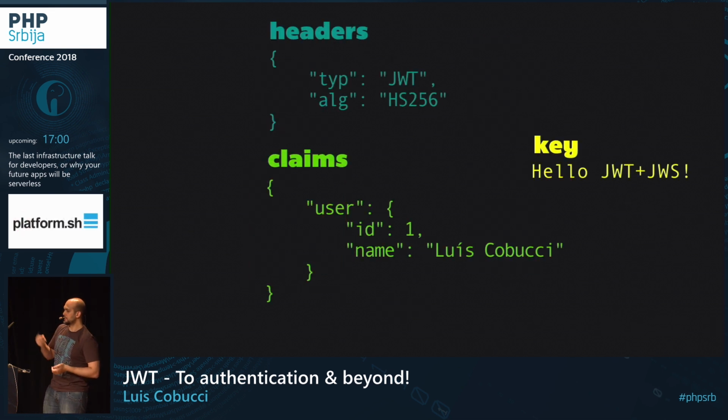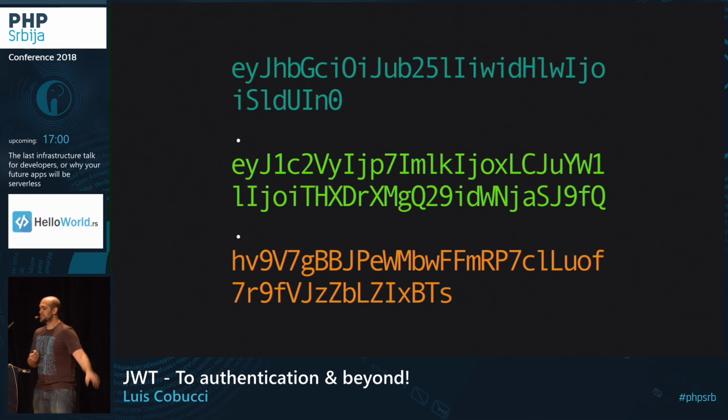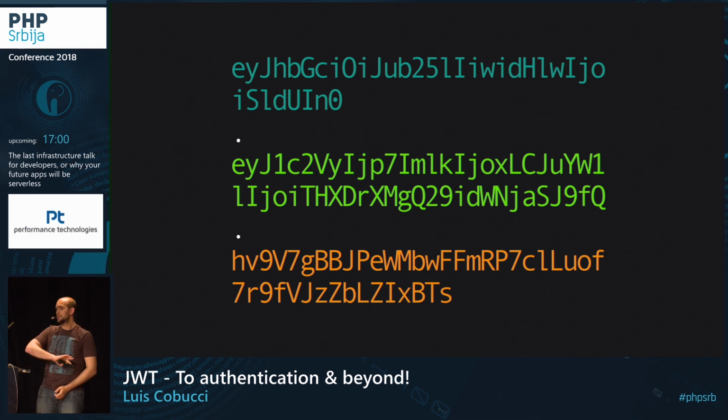So applying that to the example that we have, and using HMAC here, this will be the token. So we have headers, claims, and signature. Now, if anyone modifies the token, the signature will not match. And then we'll see, hey, this token is not valid, please don't send it to me again.